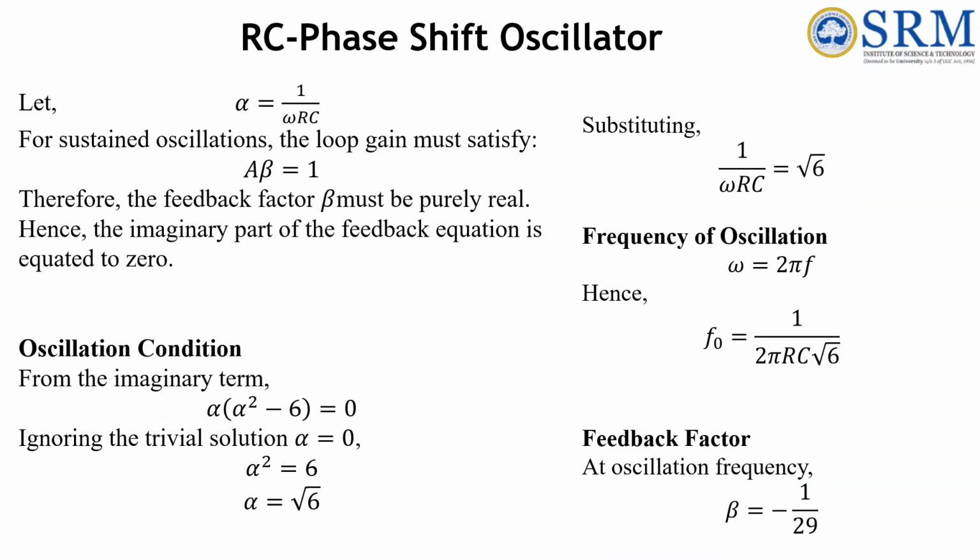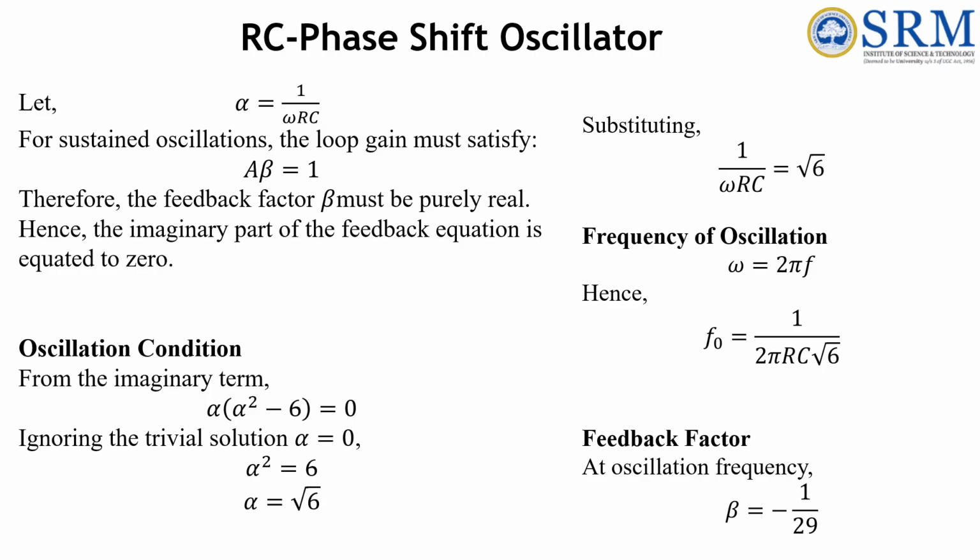The parameter alpha is introduced to simplify the mathematical expression of the feedback factor. For oscillation to occur, the Barkhausen criteria requires the loop gain A beta to be unity and the phase shift to be 0 or 360. So, we are considering A beta equal to 1. Therefore, the feedback factor beta must be purely real. Hence, the imaginary part of the feedback equation is equated to 0.